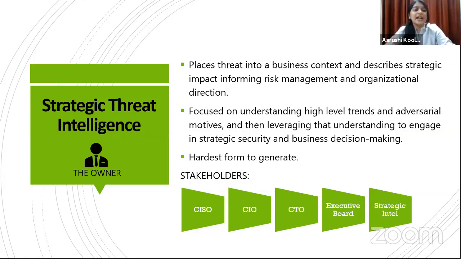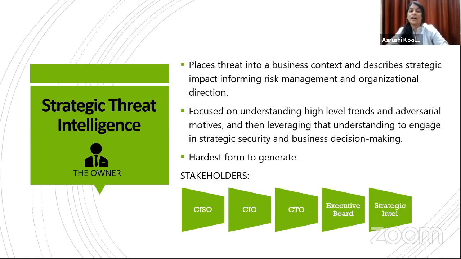Nice. So the last level is the strategic threat intelligence. Now it is the hardest one to generate. And here is the reason why. That is because it places threat into a business context and describes strategic impact, informing risk management and organizational direction. So, in this level of threat intelligence, we are trying to make business level security decisions, right, on a high level. And all the high level stakeholders are considered.